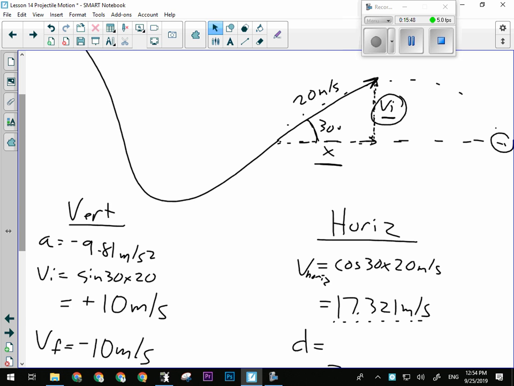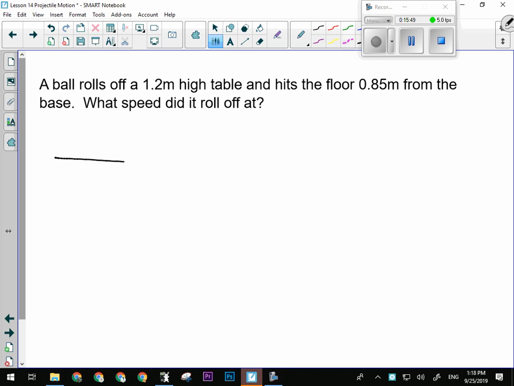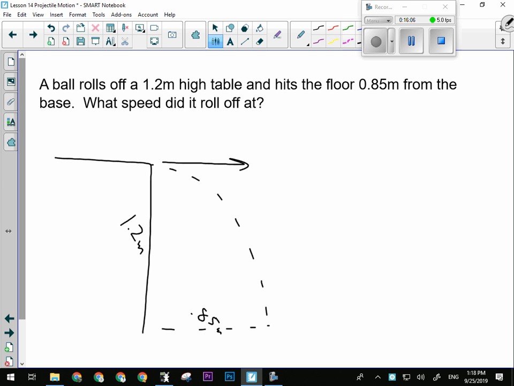So we got a ball that rolls off the table like so. It hits the floor 0.85 meters from the base. The table's 1.2 meters high. What speed did it roll off at? That was one of the other things I said you might be asked to calculate for a horizontally projected projectile. So I want you guys to see if you can solve this.